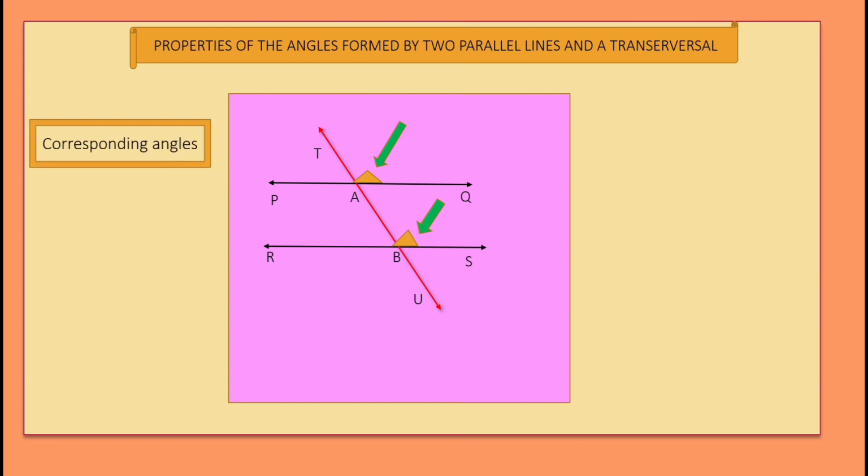आपण याच्या प्रॉपर्टीज मागच्या व्हिडिओमध्ये पाहिलेल्या आहेत. These angles are present on the same side of the transversal and the arms of these angles which are present on the transversal are in the same direction. So these are the properties of the corresponding angles. And when we measure these corresponding angles, then we can see that these corresponding angles are of the equal measure. It means that they are congruent.